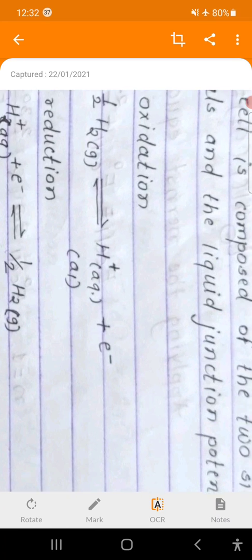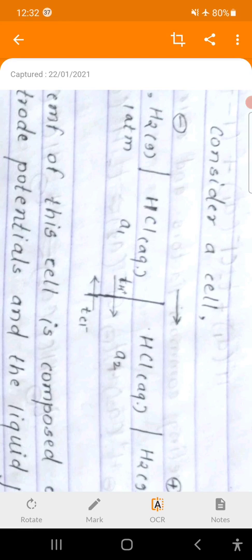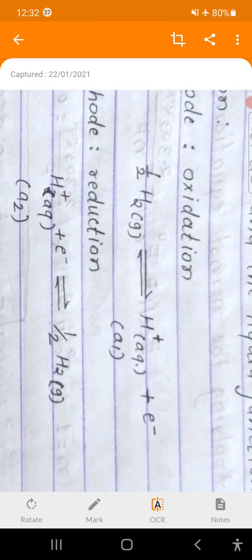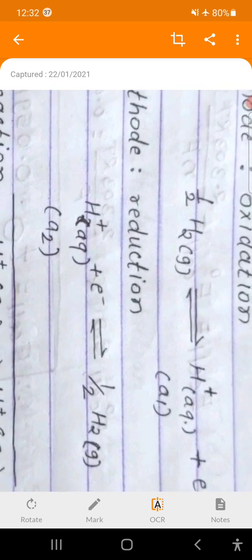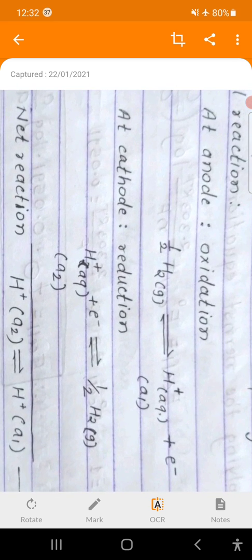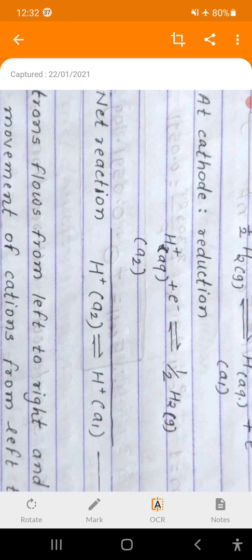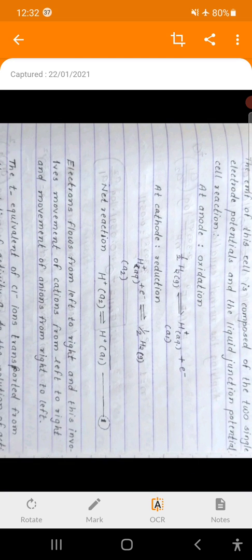That generated H plus ions come into HCl having concentration, activity A1. In the other electrode, reduction takes place: H plus ions from solution having activity A2 accept 1 electron and convert to half H2 gas. The net cell reaction is H plus having activity A2 converted to H plus having activity A1. These are the electrode processes.